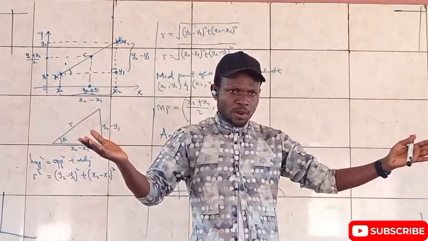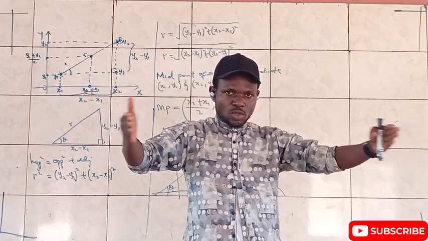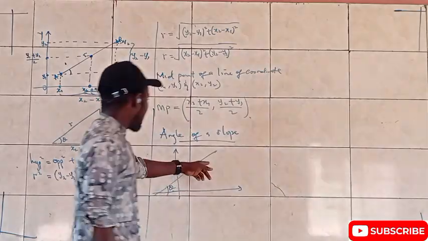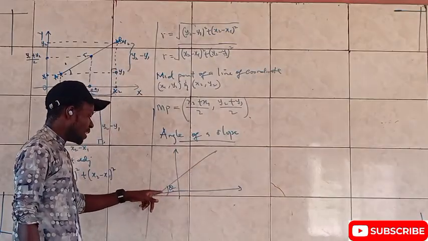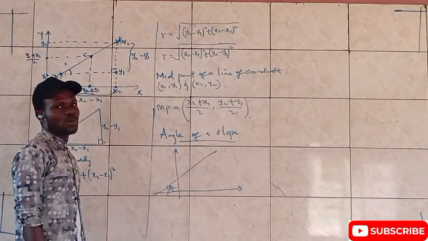An angle is not formed when two lines do not meet. So when two or more lines meet at a point, a particular angle is formed. Since this line is intersecting with this line, there's an angle that is formed called angle theta. But how can I decode this angle theta?